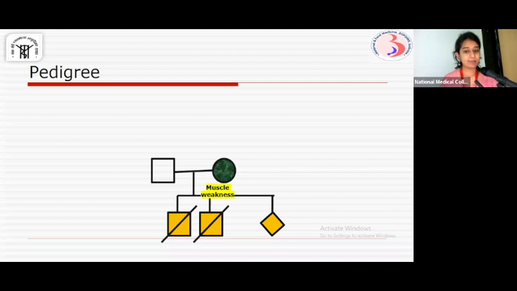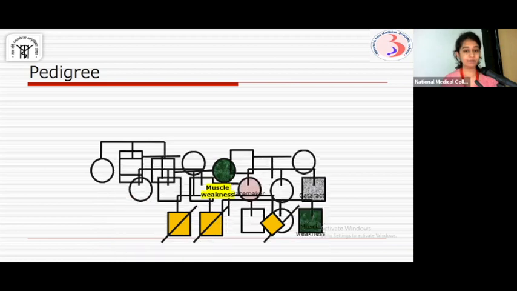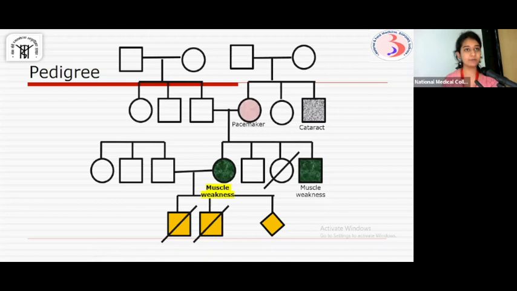On examination of the mother, we saw there is muscle weakness in the mother. There is no paternal history on the father's side. When we took the history of the maternal side, the mother has a brother with similar muscle weakness, and the patient's mother had a history of pacemaker implantation, and the patient's uncle had a history of cataract.